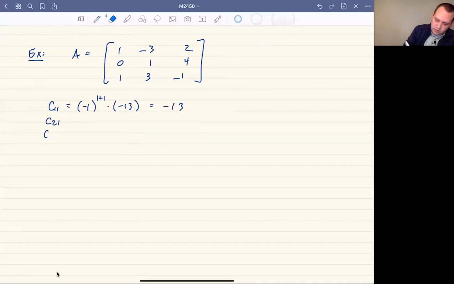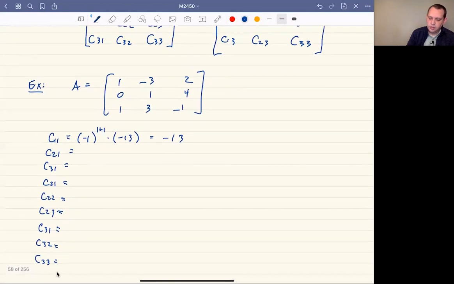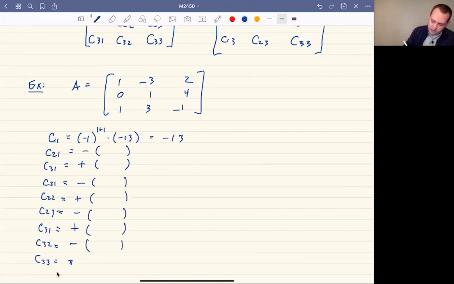So C21, C22, C23, C31, C32, C33. I'm going to do this together with you. For C21, we might as well just put the signs in. We know how the signs work: plus, plus, plus, minus, and the rest of them. Then we multiply by the determinant of the 2 by 2 submatrix that we get by deleting the ith row, jth column.